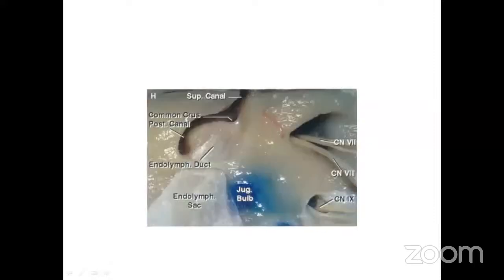So again, here we see the superior vestibular nerve. These are the intermediate fibers, the inferior vestibular nerve, and this one is the seventh nerve. So now this is the internal acoustic meatus that we have already studied in its parts.